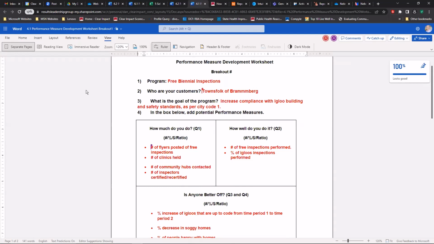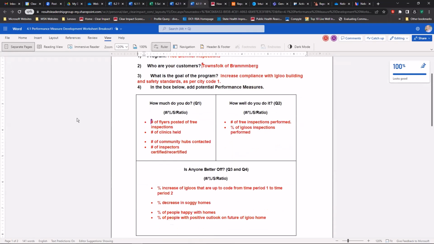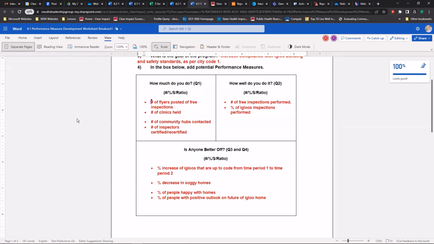So how much do we do? A lot of our stuff was built on advertising and building our capacity to do the tasks. So we wanted more people to know about it. That included more flyers, more clinics that are out there, and community hubs contacted. And then we also needed more inspectors to be certified and recertified to handle the hopefully influx of people coming in and getting their inspections.